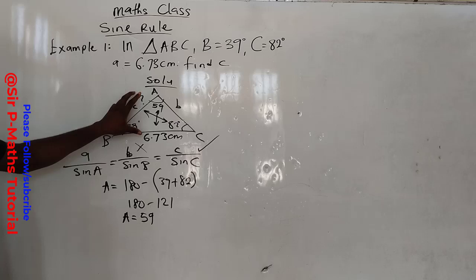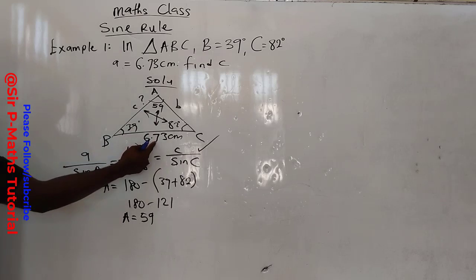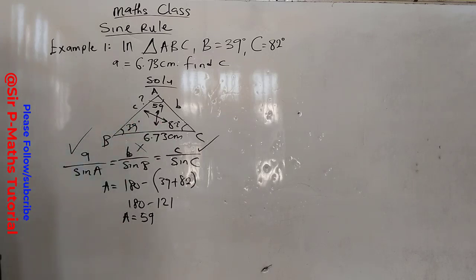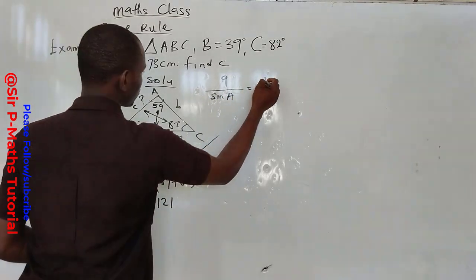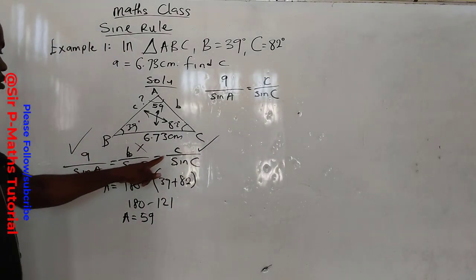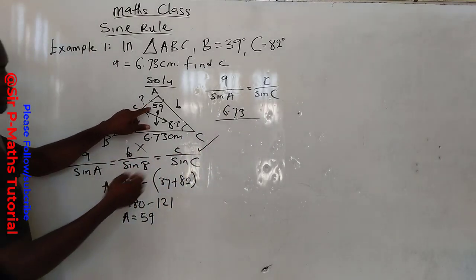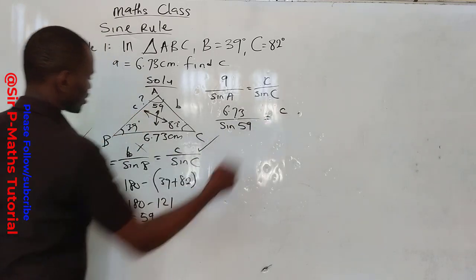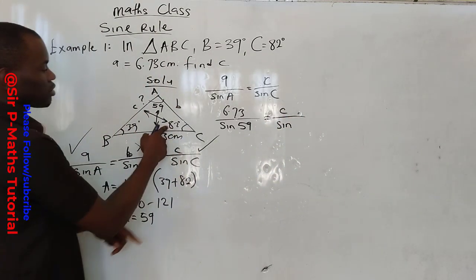So when you want to resolve the triangle, check out for the side and the angle that is complete. I have angle, I have side, we make use of it. So I'll be using A and C. Let's extract the information here into the formula. I'll have a over sine A equal to c over sine C. Recall we are looking for c. So my small letter a is 6.73 over sine 59 equal to c over sine C, which is the angle at C, 82.